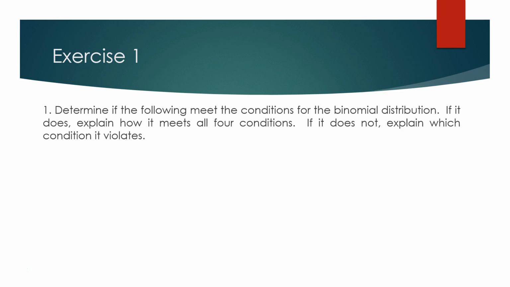So let's actually do some practice here. Determine if the following meet the conditions for the binomial distribution. If it does, explain how all 4 conditions are met. If it does not, explain which condition it violates. So it doesn't matter if it violates more than one. Once it violates one of them, it's game over. So once you find a violation, you state what it is and then you keep moving.